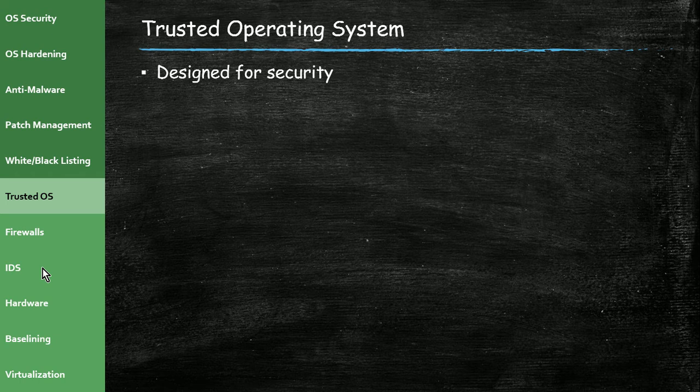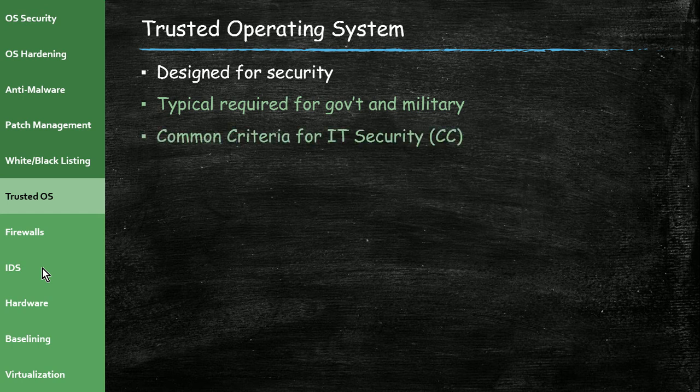A trusted operating system is basically an operating system designed for security. They're typically required for government and military. It's codified in the Common Criteria for IT security what constitutes a trusted operating system. But there are versions of both Linux and Windows that have the features required to be considered a trusted operating system. It's basically a more secure alternative to the standard builds of those operating systems.